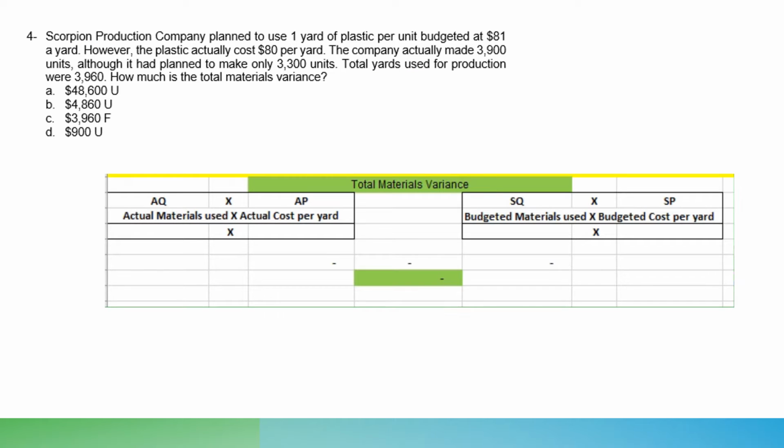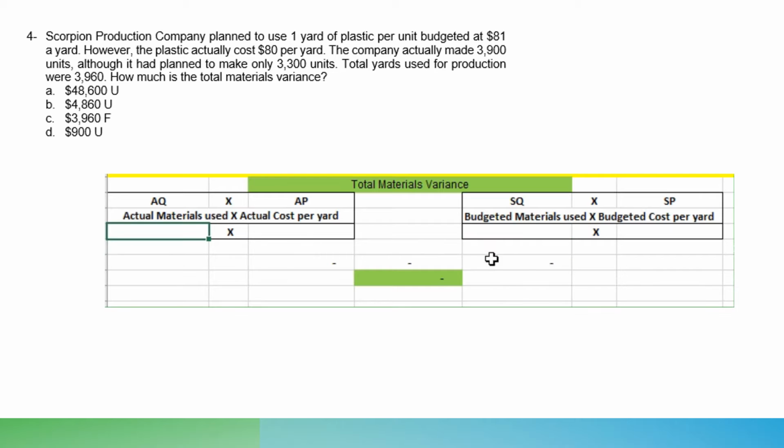Alright, question 4, we have a company that planned to use 1 yard of plastic per unit, budgeted $81 a yard. However, the plastic actually costs $80 per yard. The company actually made 3,900 units, but it planned to make 3,300 units. Total yards used for the production were 3,960. How much were the total materials variance?